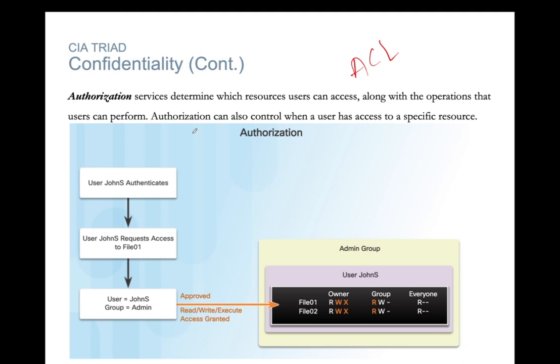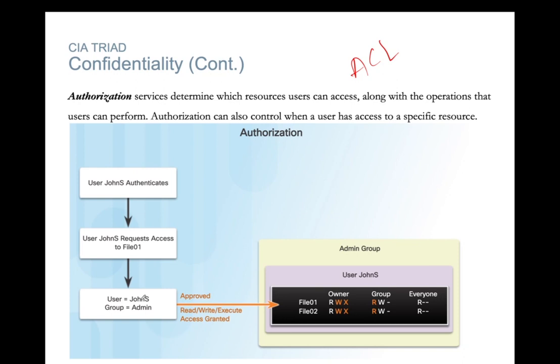For example, here user John authenticates by using their user identity. Then user John requests access to file 0. Whether the access is given or not for this user John, that is the authorization we are talking about here. Just because you can log on to the corporate network does not mean that you have permission to use the high speed color printer or any file like this. Authorization can also control when a user has access to a specific resource like file 0.